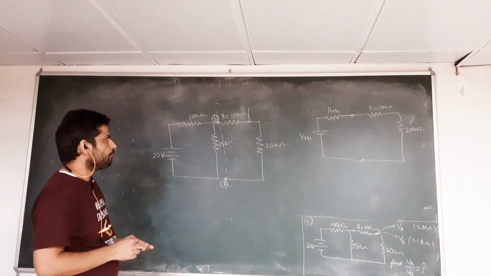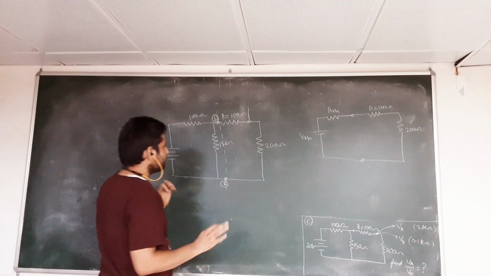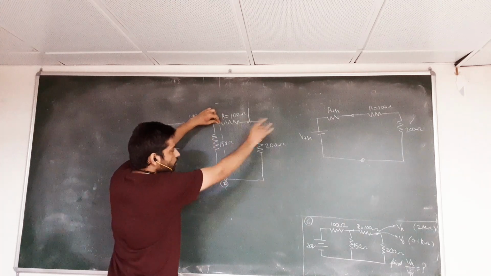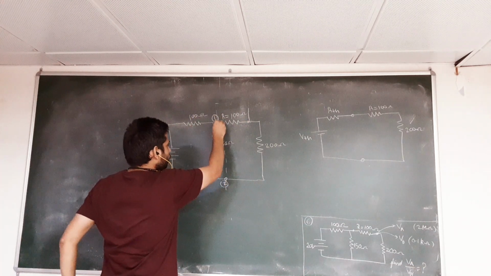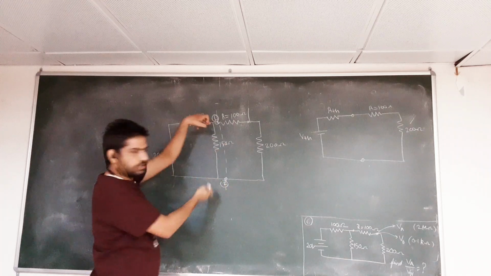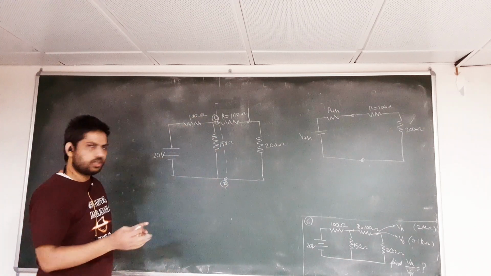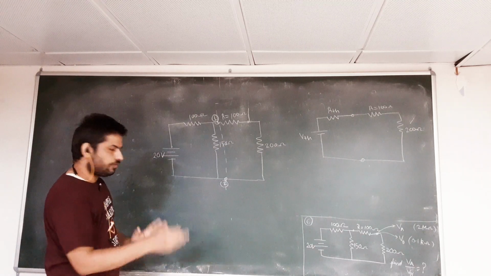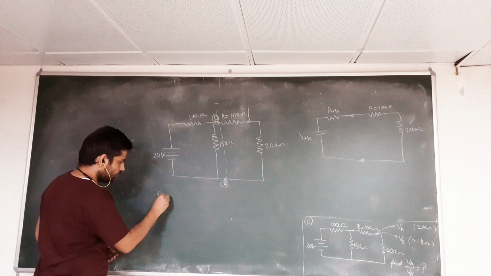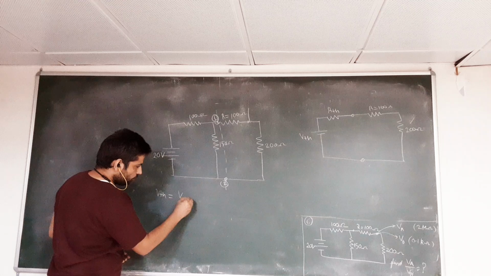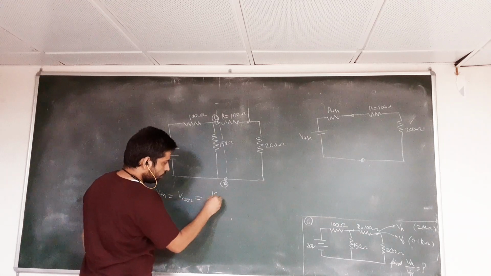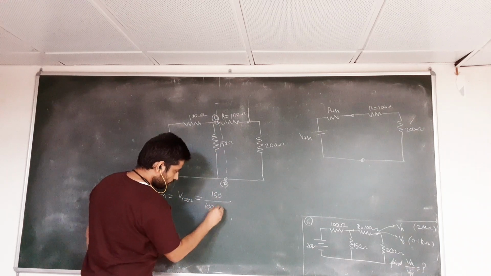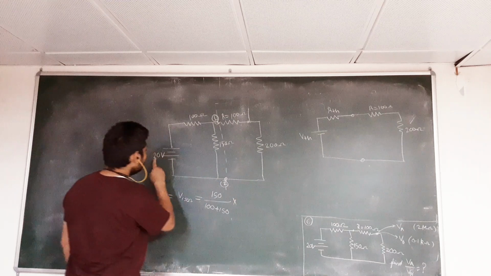So to find the VTH, it is very easy. You have to just find the voltage across these 2 points, ignoring all the other parts of the circuit. So the voltage across these 2 points is nothing but the voltage across this 150 ohm resistance. So you can use the voltage drop rule or voltage division rule. So this VTH is actually the voltage across the 150 ohm resistance. So it will be this resistance value divided by the sum of these 2 resistances and multiplied by the given voltage.